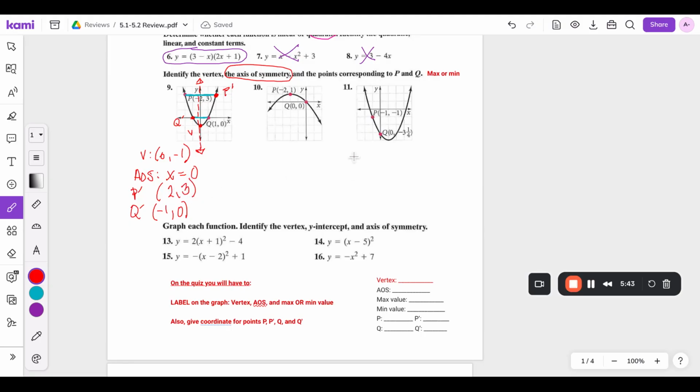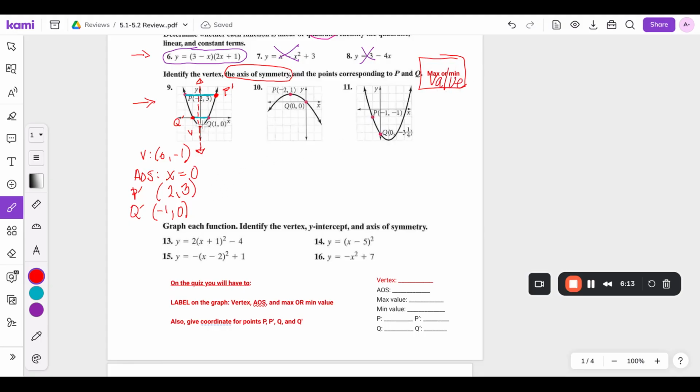Okay? So again, you will have one like this, similar, and you'll have one like this. Now, what else does this say right here, in case you may have missed it? Okay, so you're going to give the vertex, give the coordinates for points P and Q prime, give the AOS as the axis of symmetry, and then you're going to tell if this thing has a max or a min, and you're going to give the max or the min value.